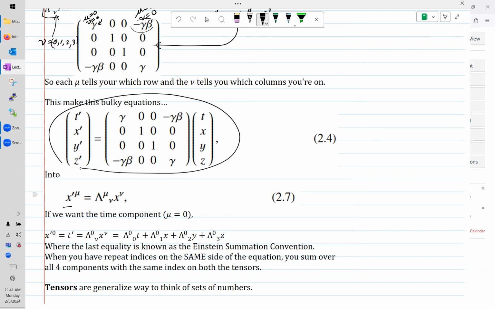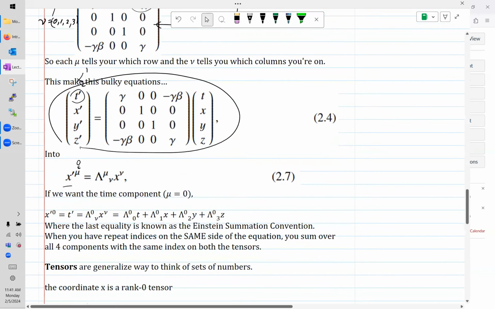So this side here is the x prime. I want the 0th element of this. I take this equation and do this multiplication here. In this case, it's the same as doing matrix multiplication once again, where this part here represents the matrix. So I'm going to take the 0th element of mu.